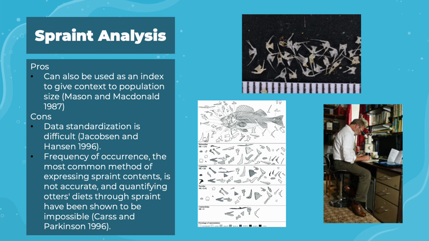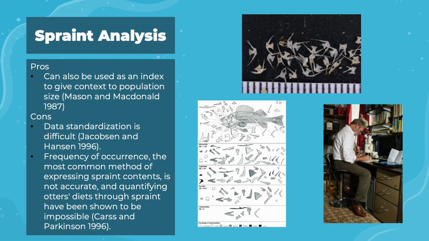Scat analysis is done by going into the field, collecting the scat, and bringing it back into the lab for analysis. The pros of this method are that it can also be used as an index for population size, however there are many cons. First, data standardization is difficult. This method also leads to a lot of observational bias, in which the individual observer is viewing within each sample.